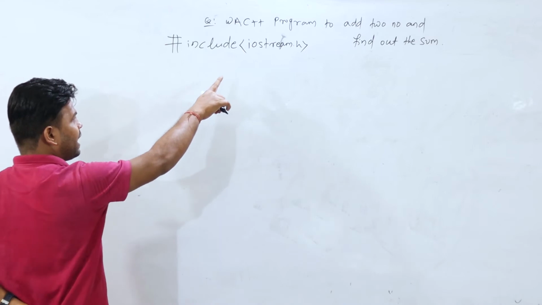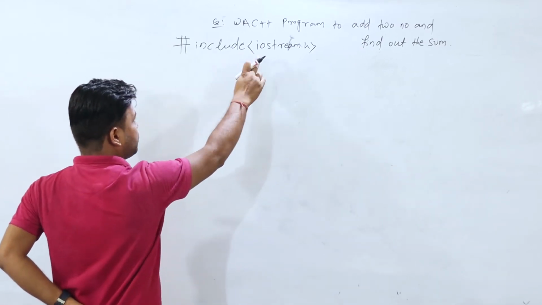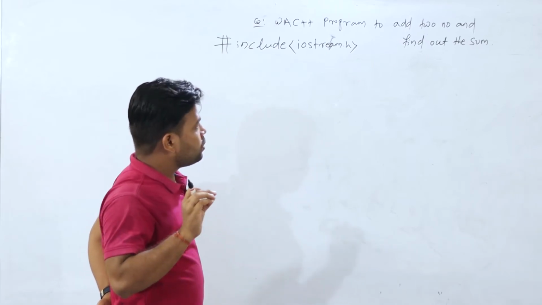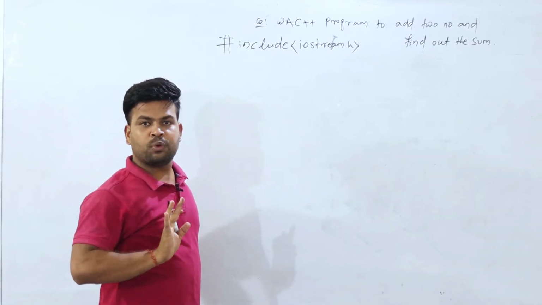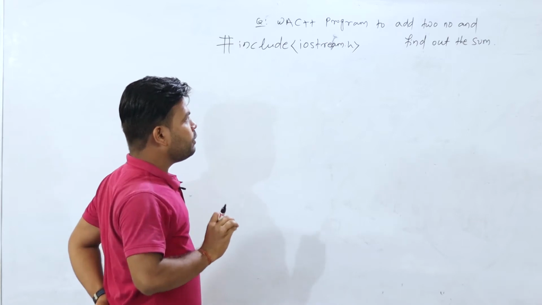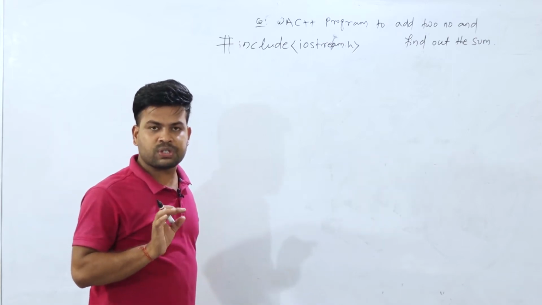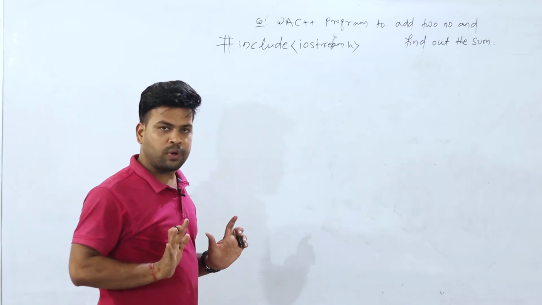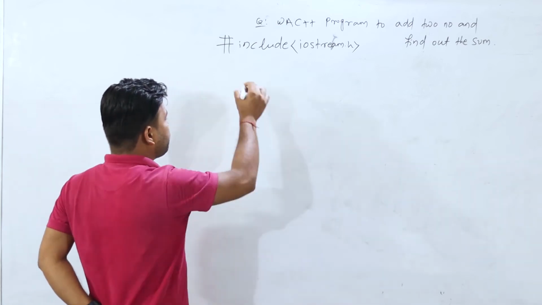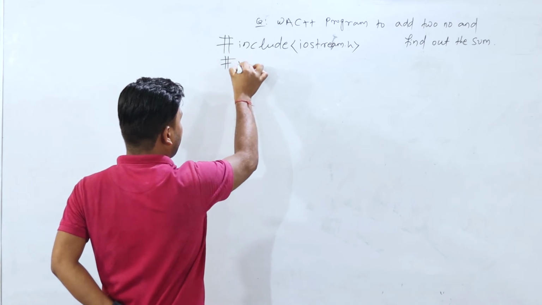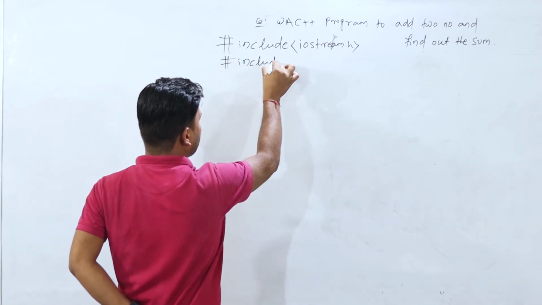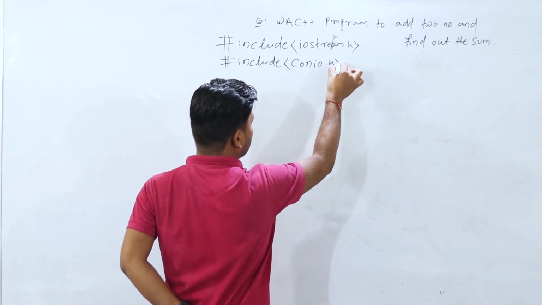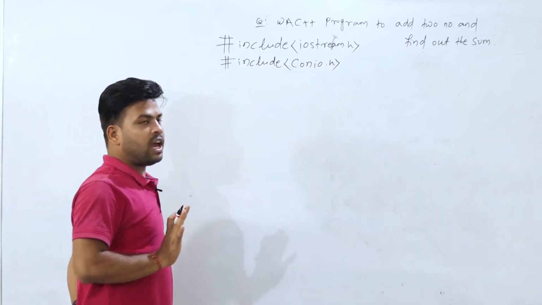So first you have to declare the header file. This header file is used to use input and output functions. For input purpose we will use the cin function, for output purpose we will use the cout function. Okay, got it? Then after that, one more header file to include, conio.h. So these are the two header files I have declared.